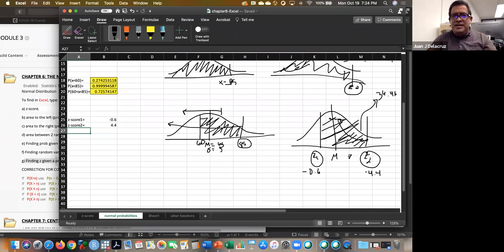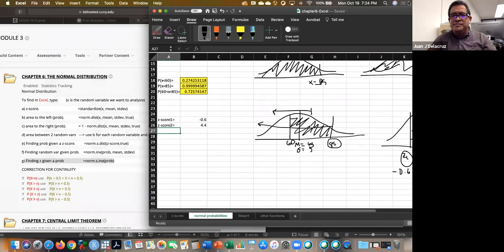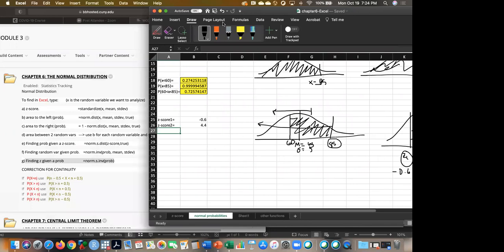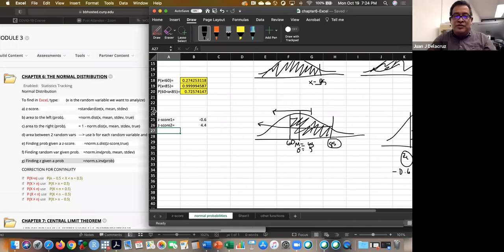So is this clear so far? Guys, are you still there? Yes. Yes. Sorry for the back and forth, but just try to follow these formulas. Those are very, very helpful. I can tell you, very, very helpful.